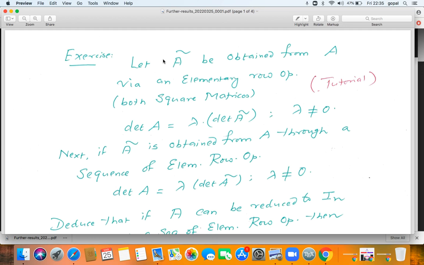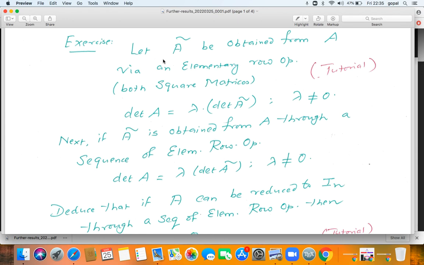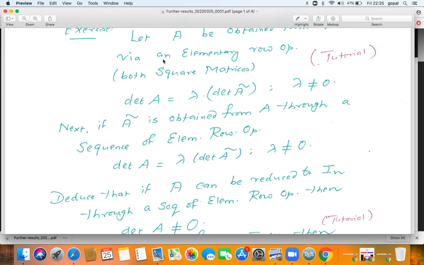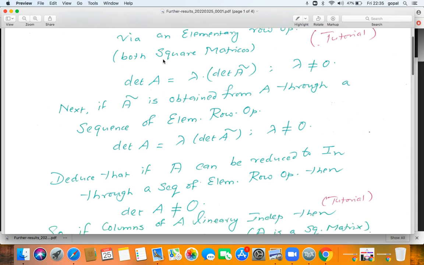Now from here, what do we get? Suppose you take a square matrix A and you reduce it to I_N, the identity matrix, through a sequence of elementary row operations. Then the determinant of A cannot be 0. Now recall that if you can reduce A to I_N through a sequence of elementary row operations, then that matrix A must be invertible.